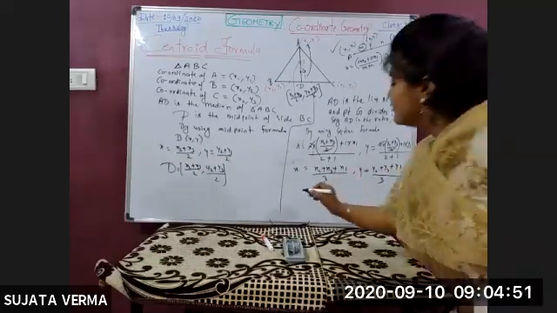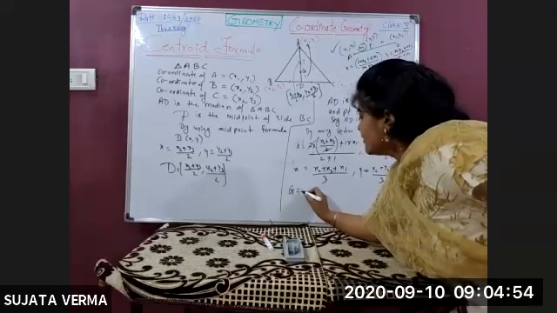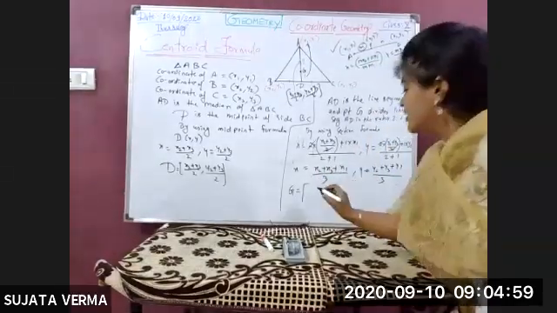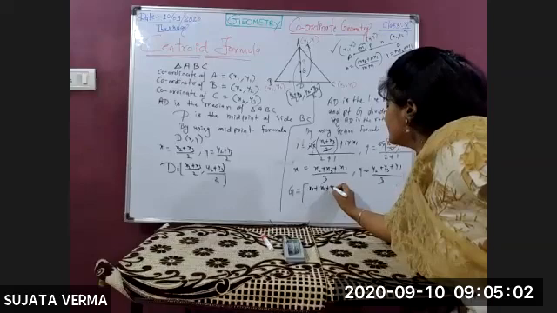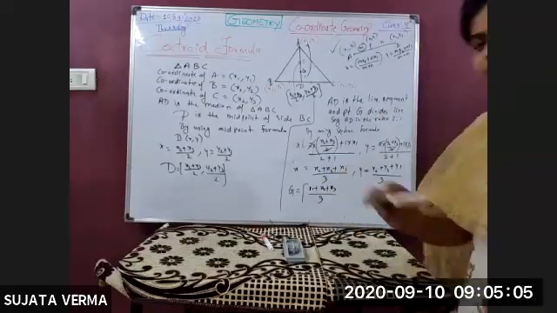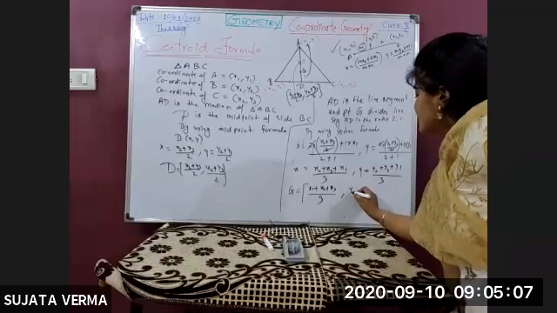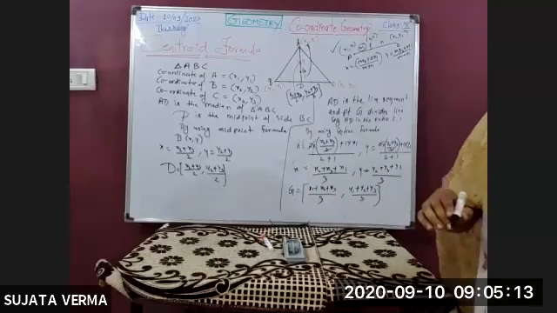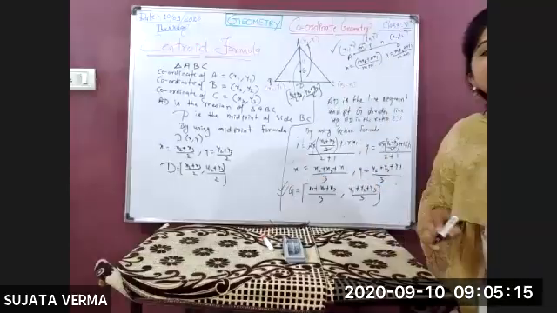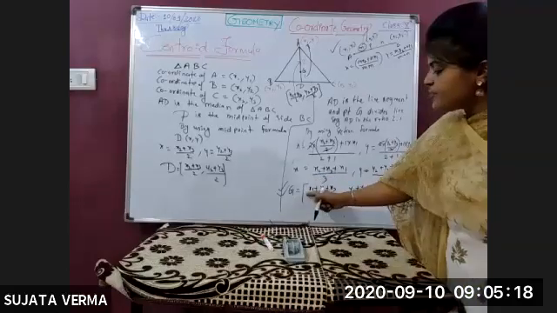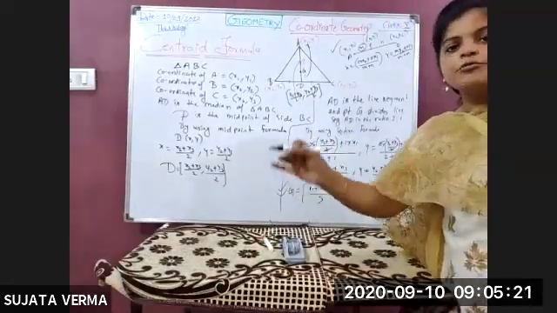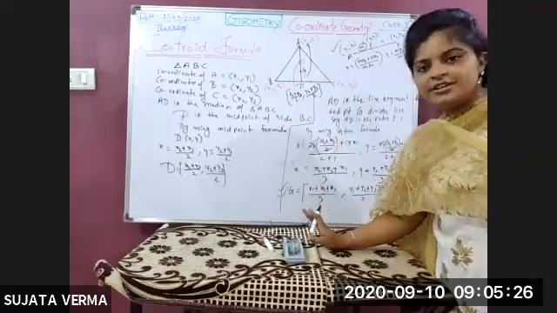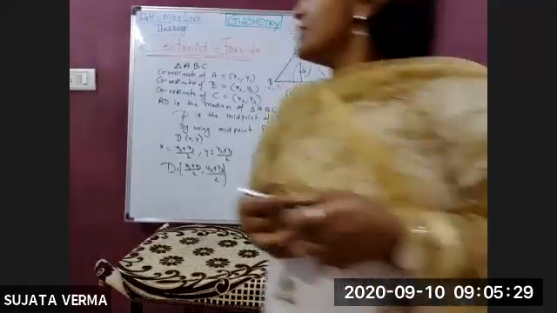So finally we get the coordinates of G: x is equal to x1 plus x2 plus x3 divided by 3, and the y coordinate is y1 plus y2 plus y3 divided by 3. You just remember this formula. What are the coordinates of the centroid? The coordinates of the centroid are x1 plus x2 plus x3 divided by 3, y1 plus y2 plus y3 divided by 3.